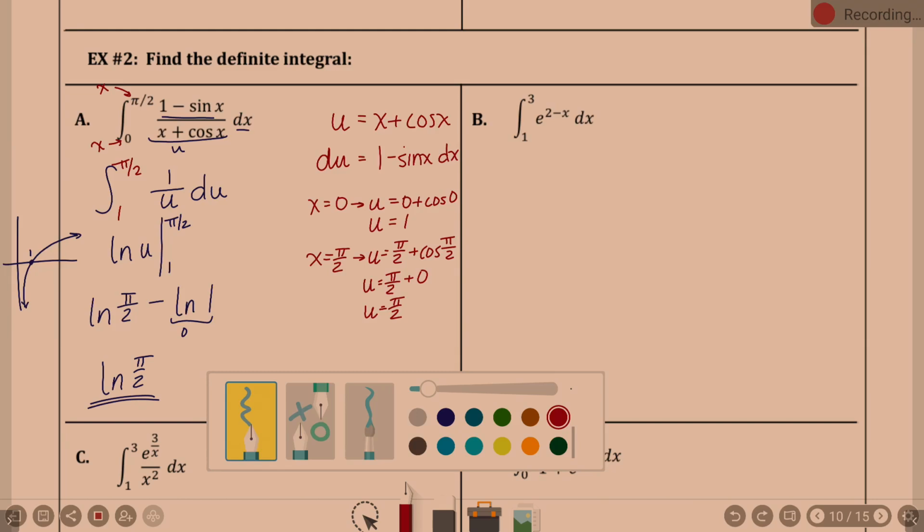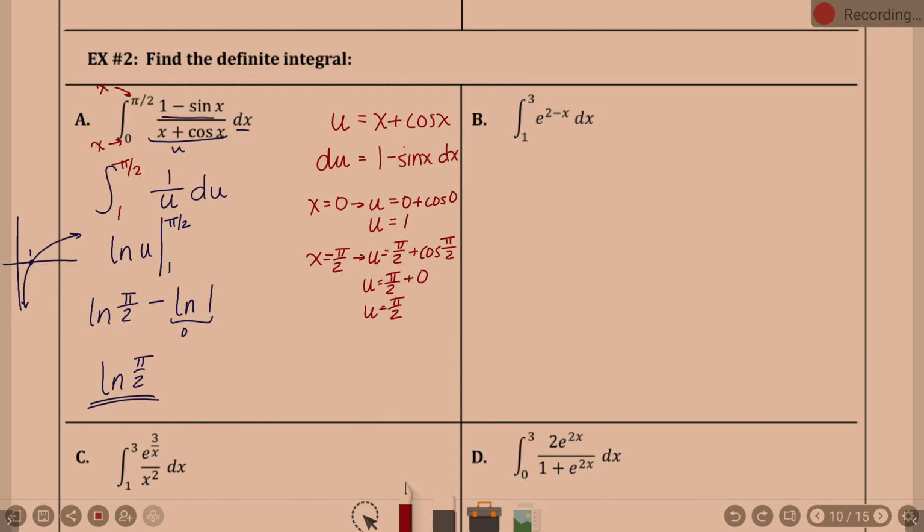Okay, B. Thoughts on what to make u? I don't want to make it the whole thing, or it kind of defeats the purpose, because e to the 2 minus x is all there is. We're going to go 2 minus x. And it might seem kind of silly to make it the entire exponent, but it's going to work out nicely.